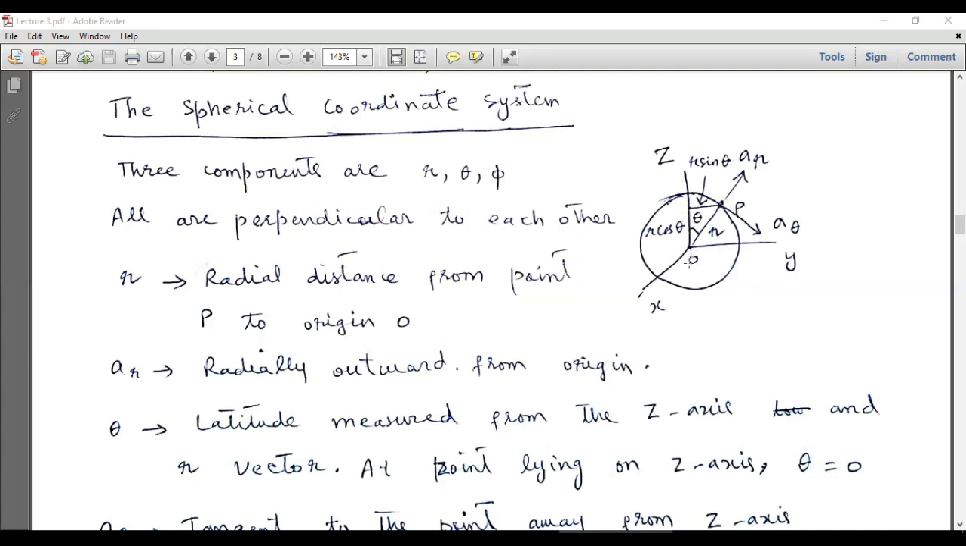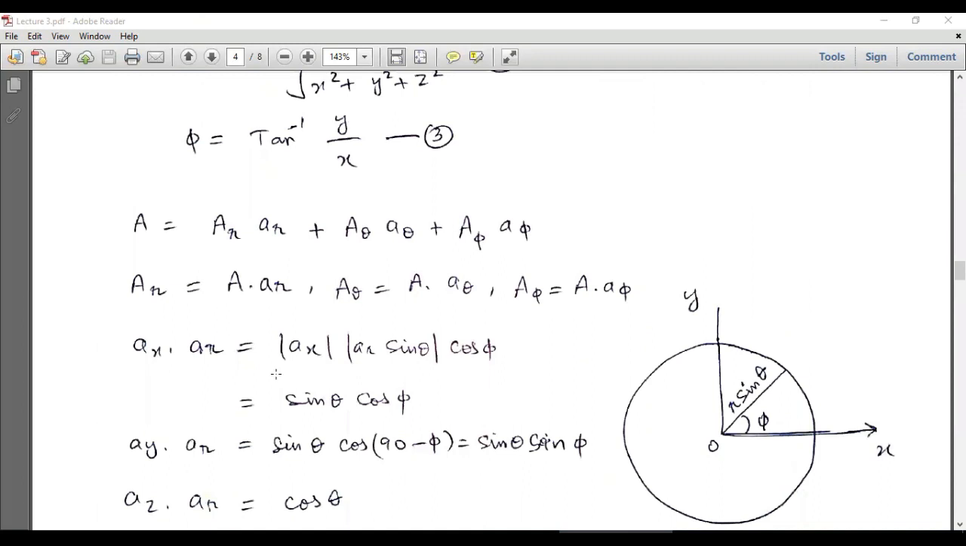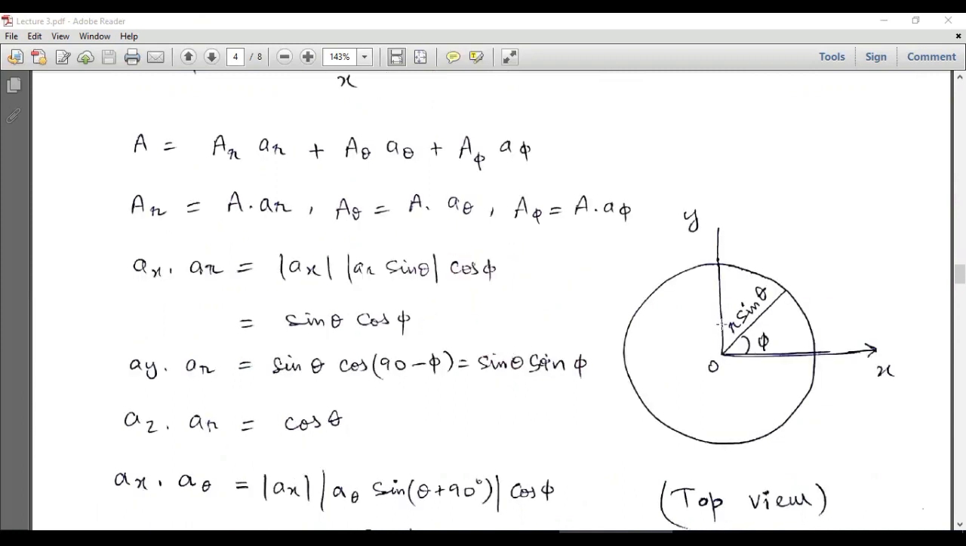So this is the XY plane. Similarly, a_r will have two components. This component will be a_r sine theta and this component will be a_r cos theta, and this component a_r sine theta will be lying in the XY plane. So now we will calculate the dot product of a_x with a_r sine theta, because a_r sine theta is the component which is lying in the XY plane. So we have to first bring this a_r unit vector into the XY plane. Then we will take the dot product of that component with a_x. So it will be a_x multiplied by a_r sine theta, and clearly the angle of a_r sine theta with the x-axis is phi, right? So this is the top view.